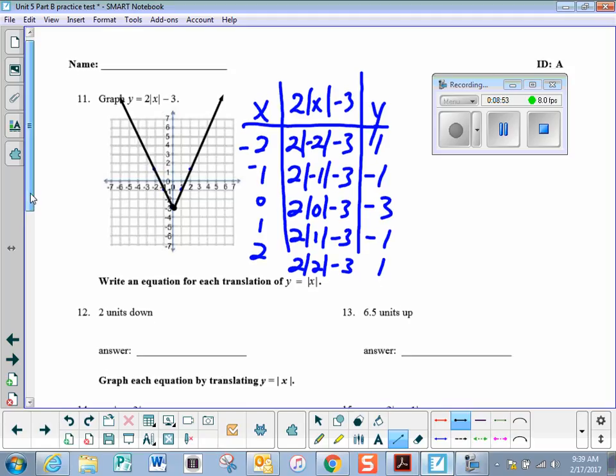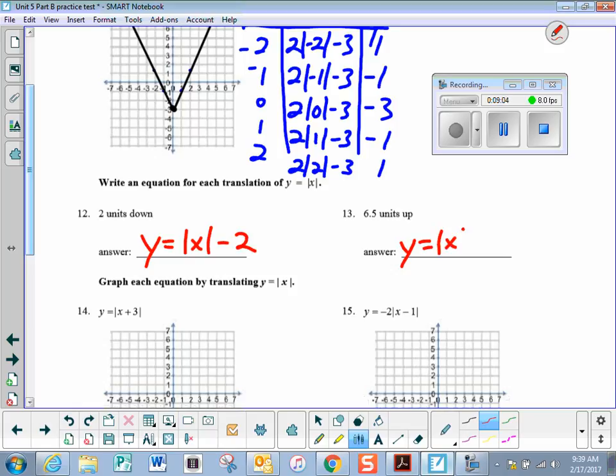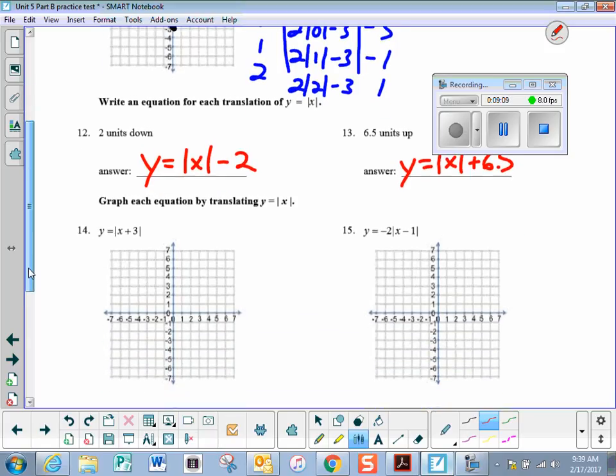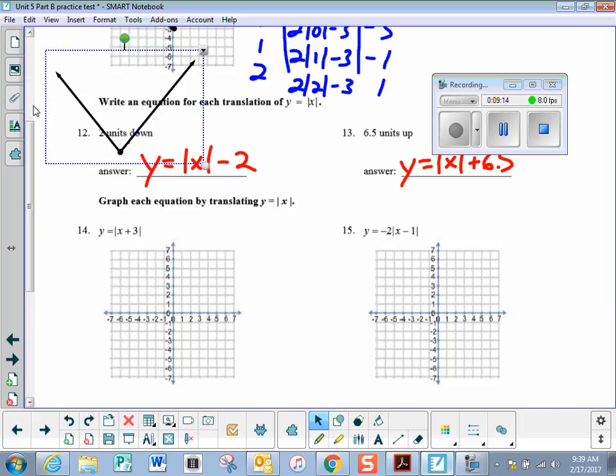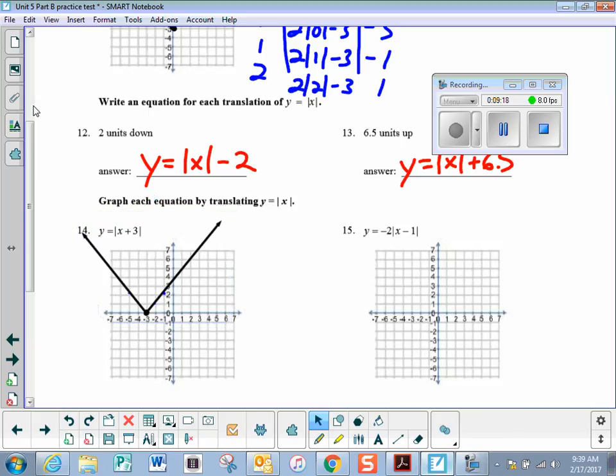All right, write an equation for each translation. So if it's 2 units down, we learn that it is absolute value of x minus 2. If it's 6.5 up, it's absolute value of x plus 6.5. Then, is this going to be our parent graph again? Yes. It is going to be our parent graph shifted 3 to the left. Remember, if the number is inside the absolute value, the sign will be the opposite. It moves the opposite direction. So instead of going 3 right, it goes 3 left.